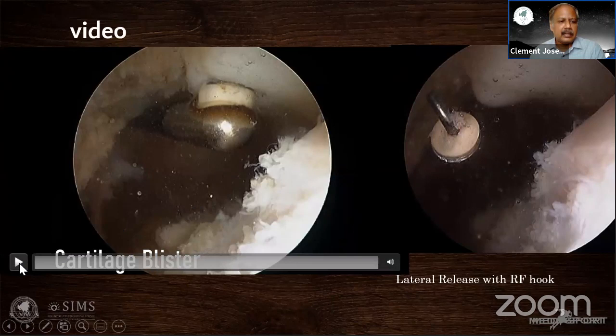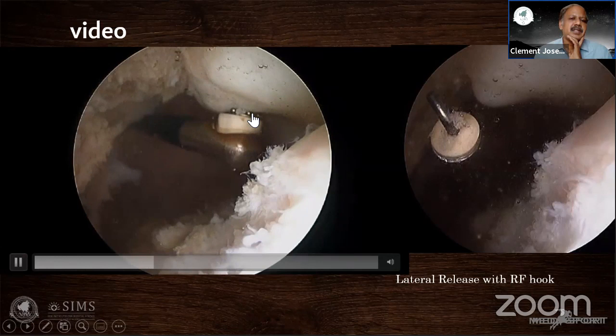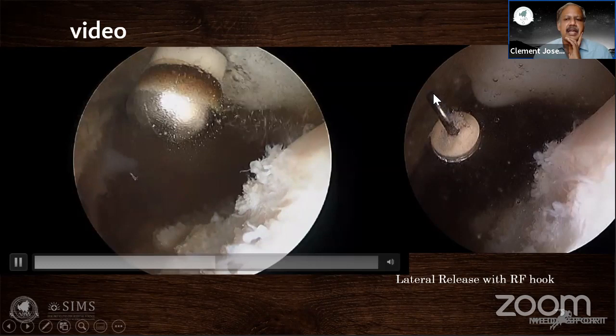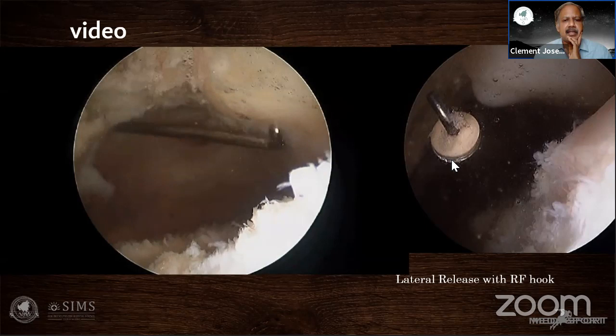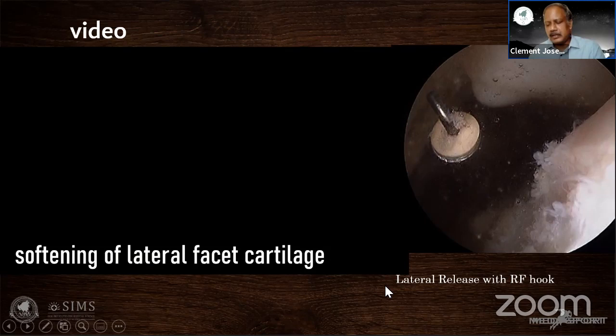And here you can see the softening of the cartilage. You can see the entire lateral facet was soft. I didn't know what to do, so I used radiofrequency just to shrink the cartilage. And then to unload this soft cartilage, we added a lateral retinacular release as well. You can see this is like a blister. And even after shrinking, the entire cartilage is pretty soft. And if I opened it up, probably the entire lateral facet would have opened. So I just stopped with the RF shrinking and lateral release.